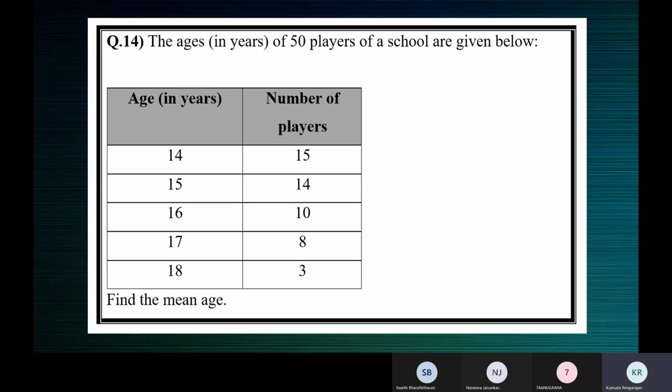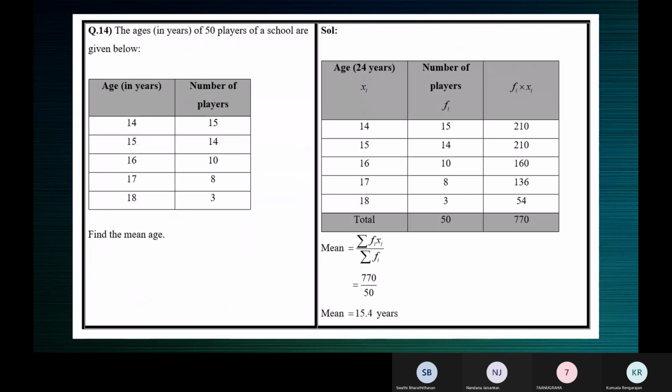Ma'am, 767, ma'am. Is that right, Swati? 770, ma'am. 770, is it? Yes, ma'am. Okay, what's the total of the frequency column? Ma'am, it's 50. Yeah, 770 is correct. Ma'am, we have to divide 770 by 50, ma'am.